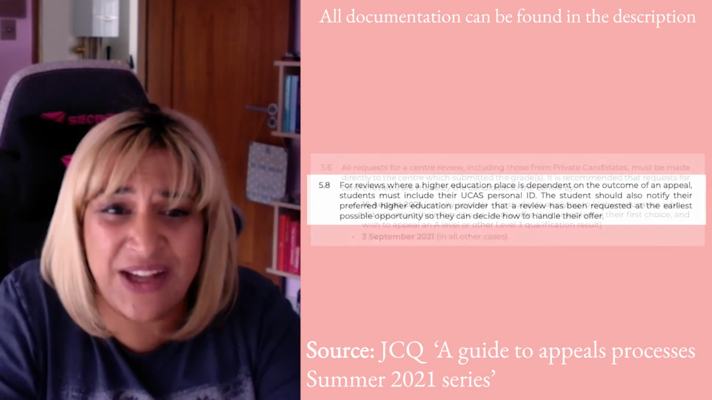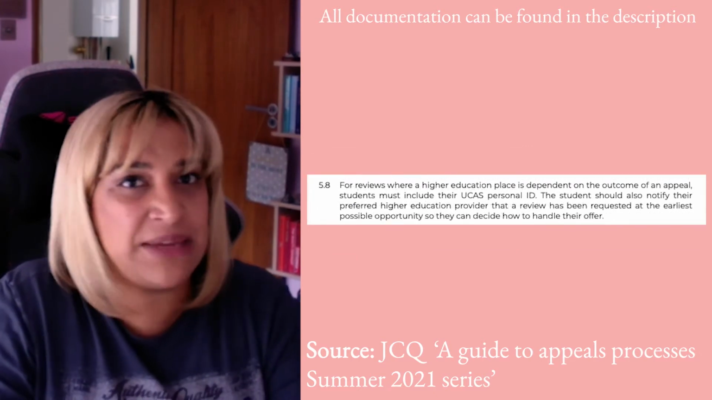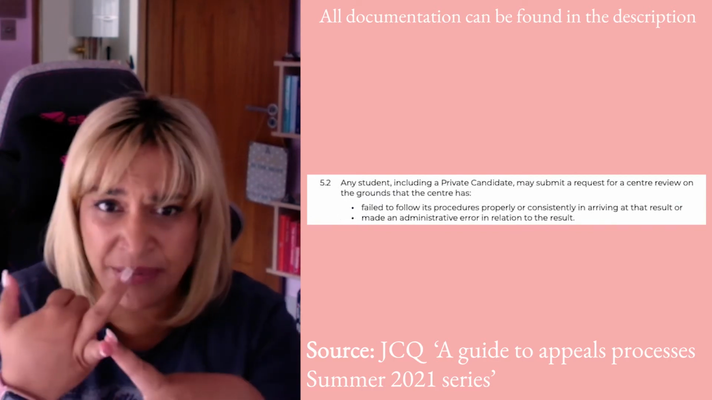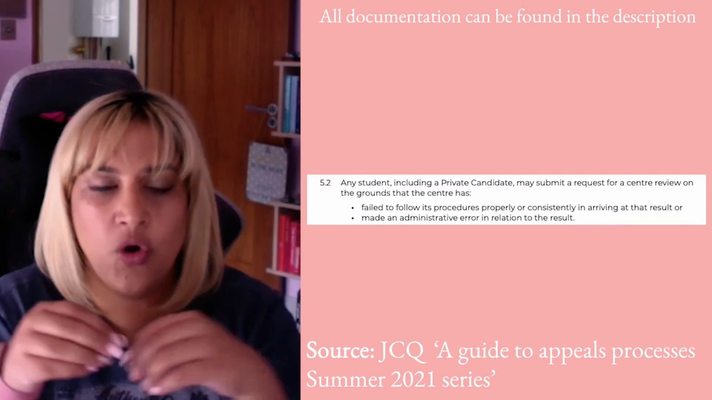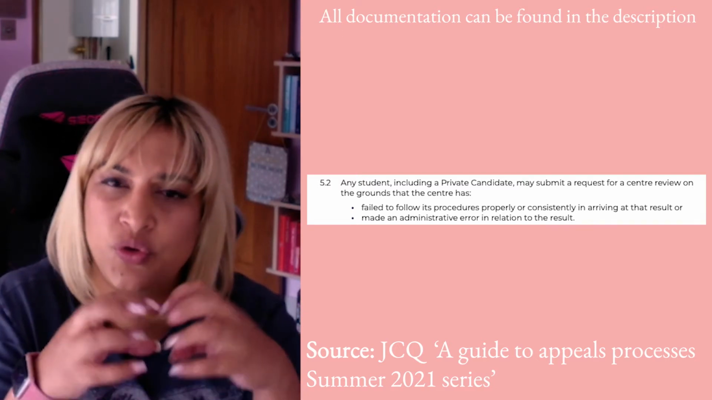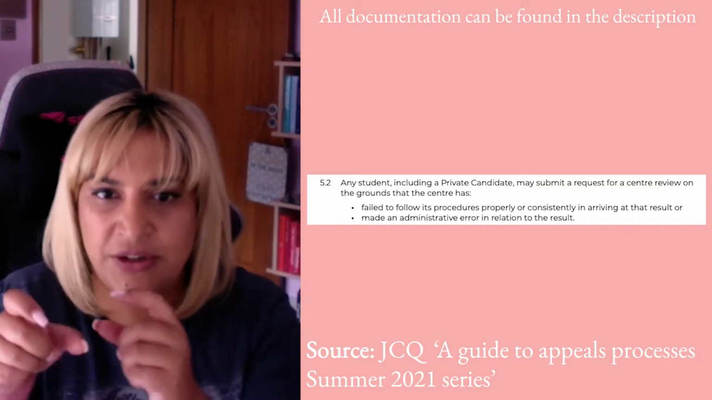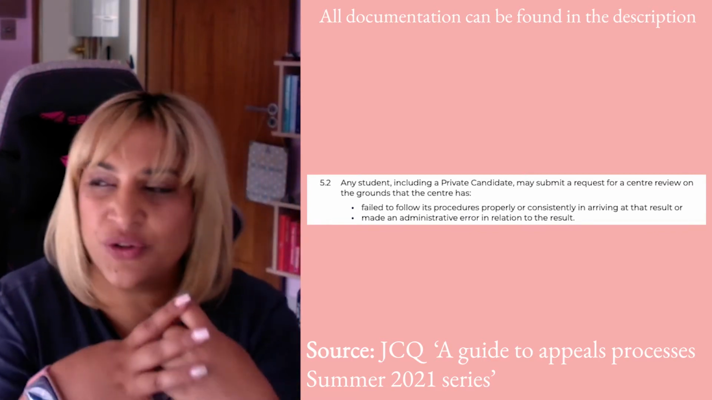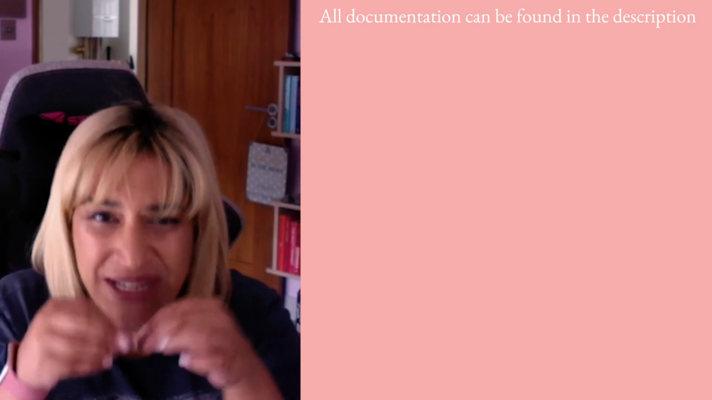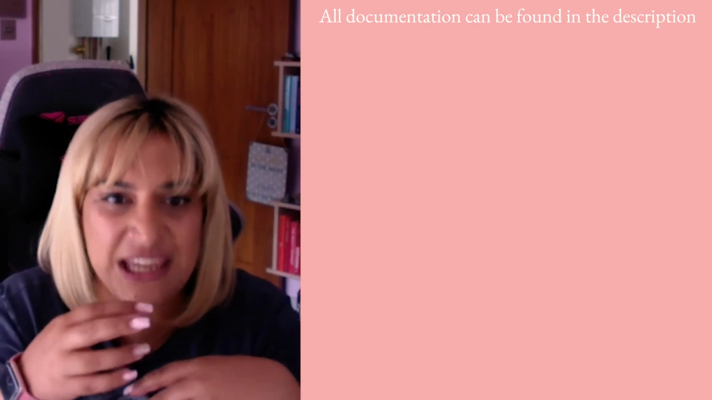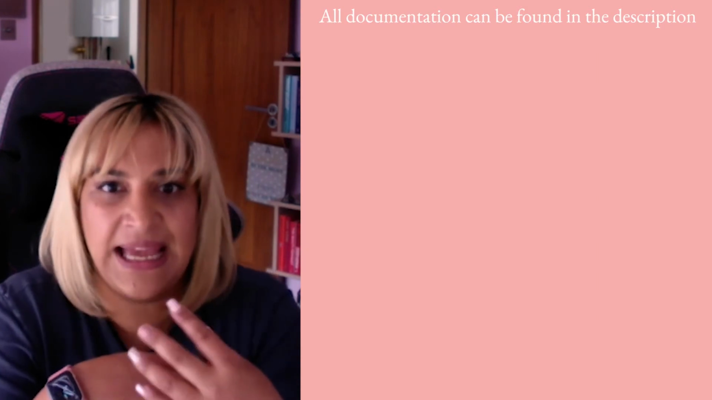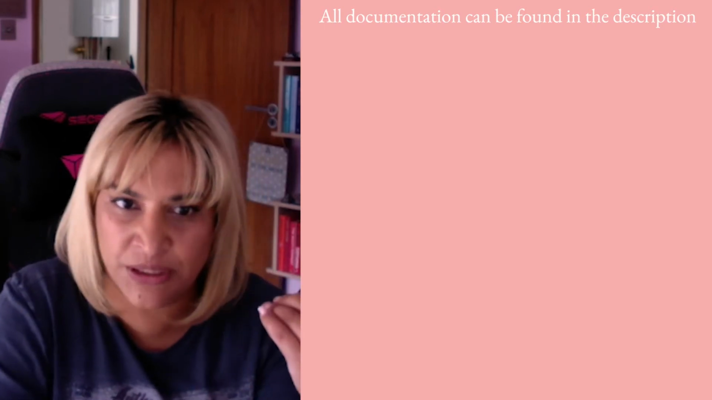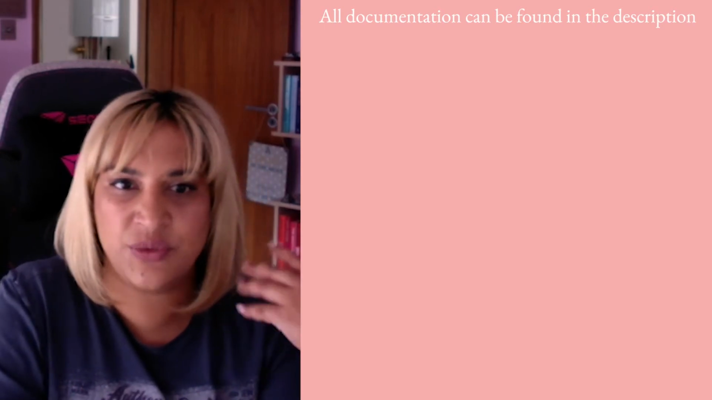Make sure you tell your university you are appealing, because they might hold your place. You can appeal on two grounds: admin error, so the wrong grade was recorded, or procedural error, so your school has not followed their own policy correctly, which is why you need to be sent your centre policy. Once you get it, read it and see if the school hasn't followed it, and you can appeal on those grounds. At this stage, you can't appeal on unreasonable judgment. This happens later on, so we're not going to worry about that.